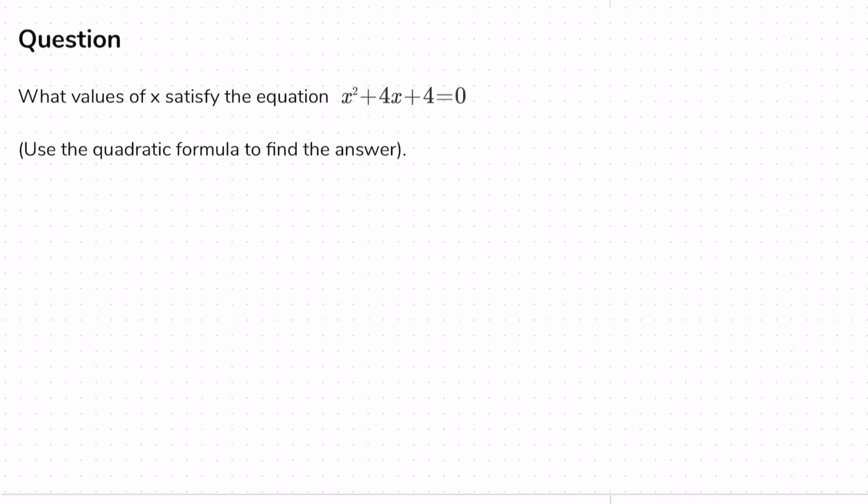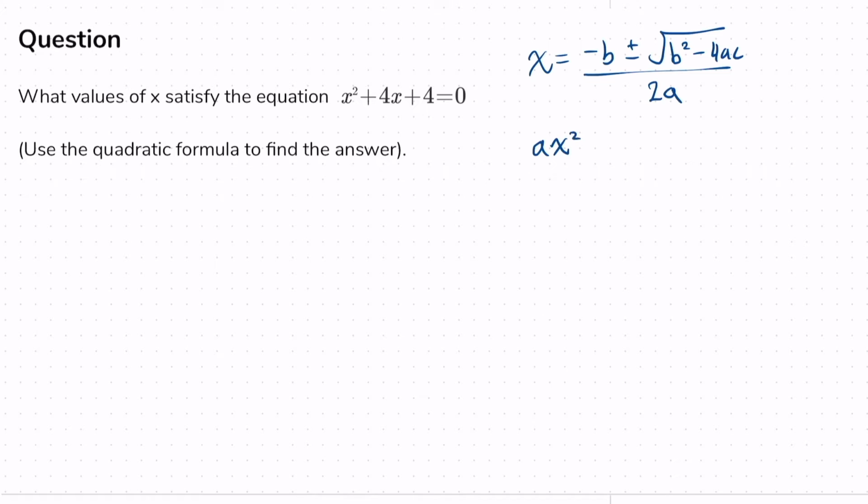Which formula, you ask? We're going to use the quadratic formula, and that looks like x equals negative b plus or minus the square root of b squared minus 4ac, and the reason we have plus or minus is because we've got this square root here, all over 2a. You can try and derive this yourself by looking at this equation here.